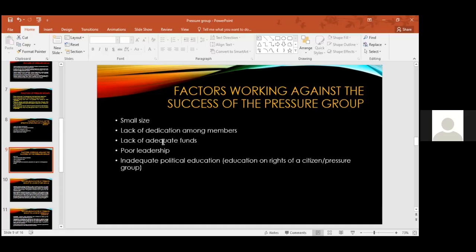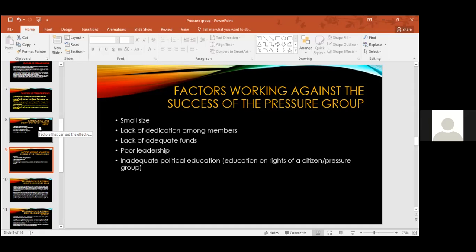Now, number one is small size. If a pressure group is small, with a very small number of members, there's every possibility they won't be respected. And if they are not respected, they won't be recognized as people that can influence government decisions. So small size is a very big issue.